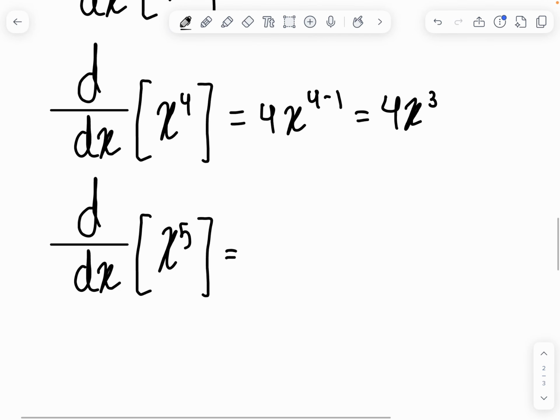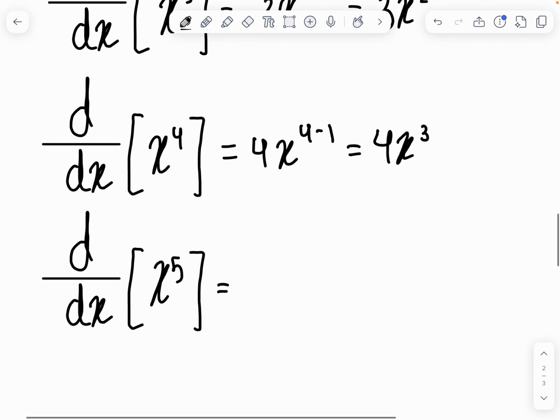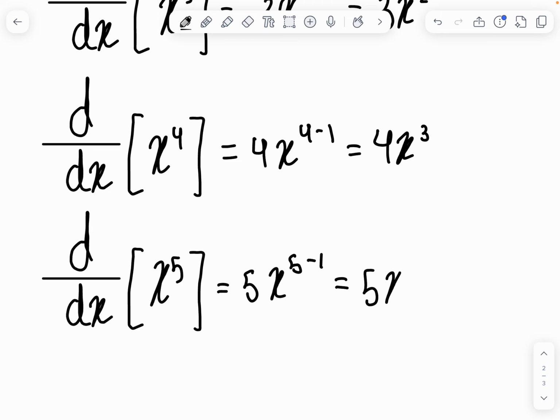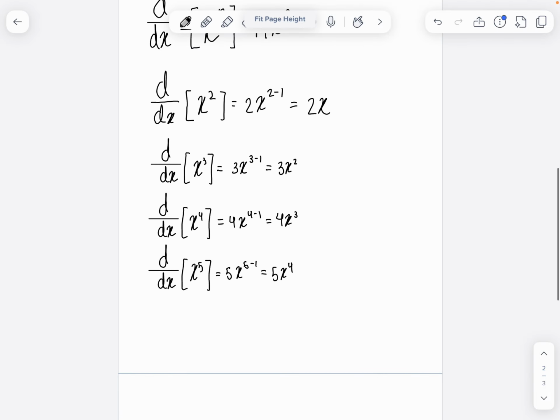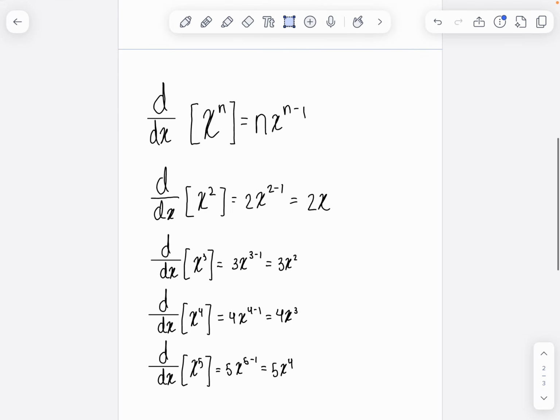Now what does this equal? The derivative of x to the power of 5 is you bring the 5 to the front, so x to the power of 5 minus 1, and that equals 5 times x to the power of 4. And that's some basic derivatives. Okay, now let's get a bit more complex.